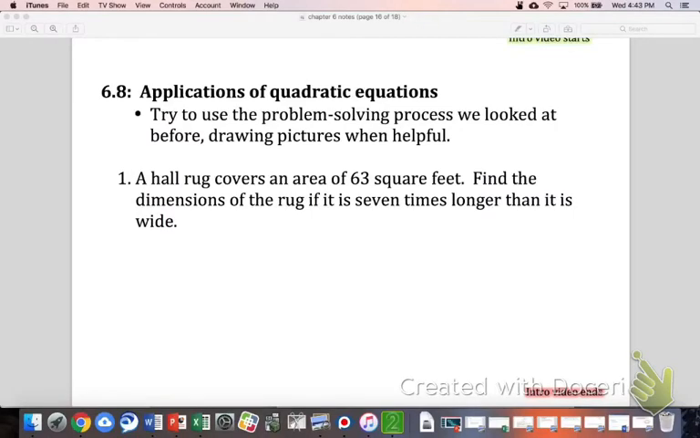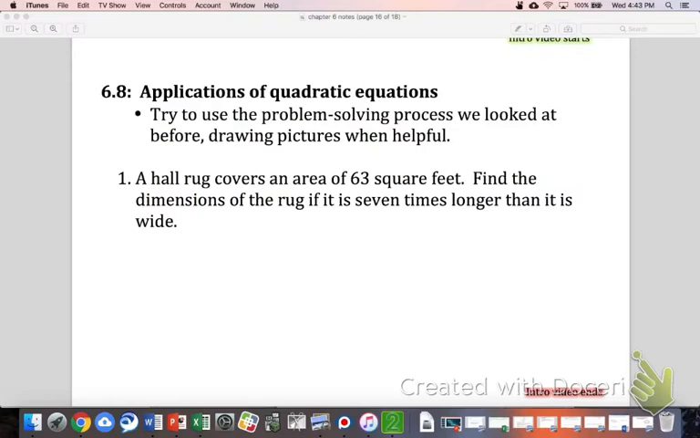This is the intro video for Algebra 1, Section 6.8. We're going to look at how to apply quadratic equations to real-world situations, and we will use the same kind of problem-solving processes and pictures that we've been drawing all year, just going to be in regard to quadratic equations. So let's take a look at one example here.